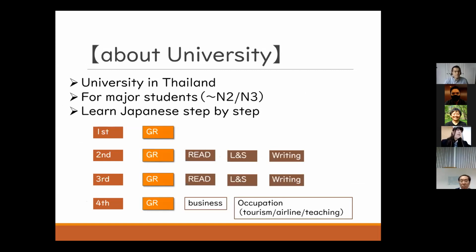Second, I will show you the information about the university. I research at a university in Thailand. We give lectures for major students from beginner to N2 or N3 of the JLPT, the Japanese Language Proficiency Test. We learn the Japanese language systematically, step by step, as shown in this view graph.